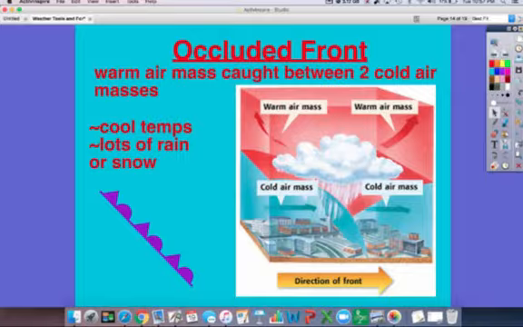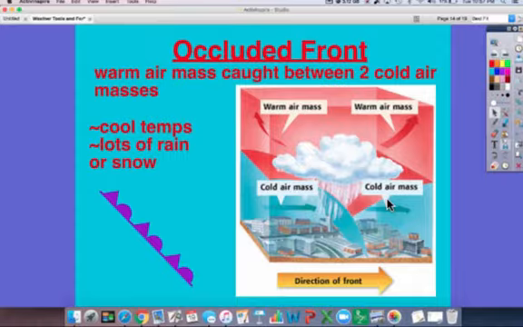Where these touch, we get weather. Remember, on the front is where we get the precipitation. Okay? On the front, right at the line where these meet, this is where we get the precipitation happening. So in an occluded front, we have heavy rain, heavy storms, tons of snow. And because this is a spinning set of air masses, we could end up with funnel clouds. This is an intense storm.